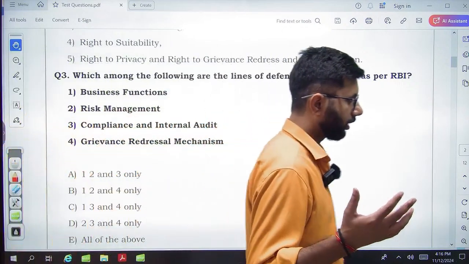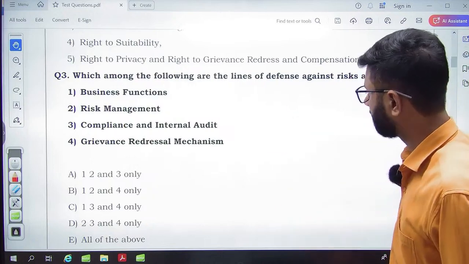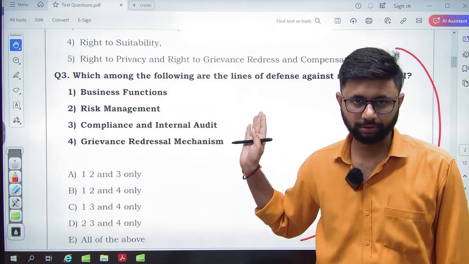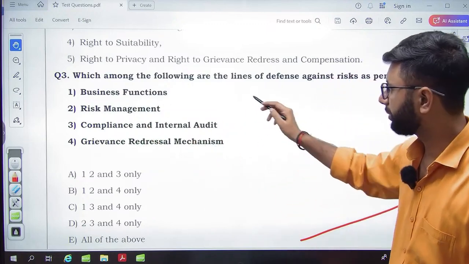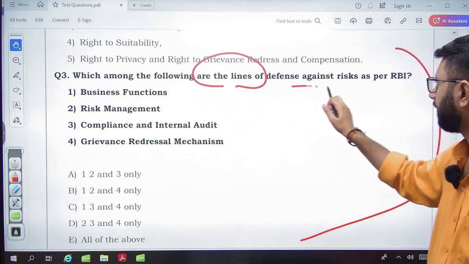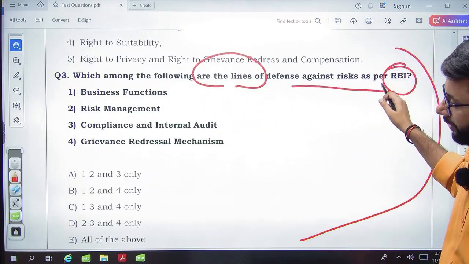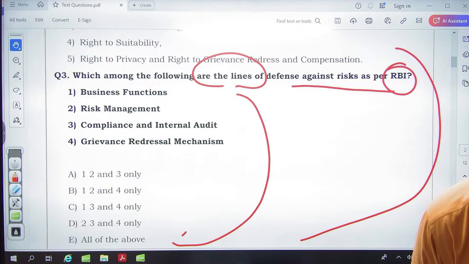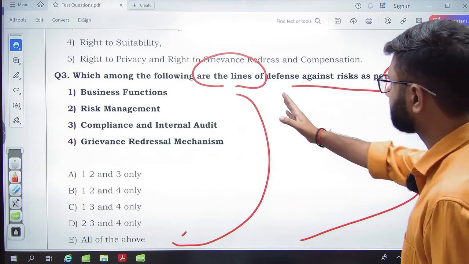Now let's move on to do this question. This question you should easily do because in one of the previous sessions we've already understood different lines of defenses. So please tell which among the following are the lines of defense against risks as per Reserve Bank of India? What do you think is the correct answer? We've also discussed the lines of defense.